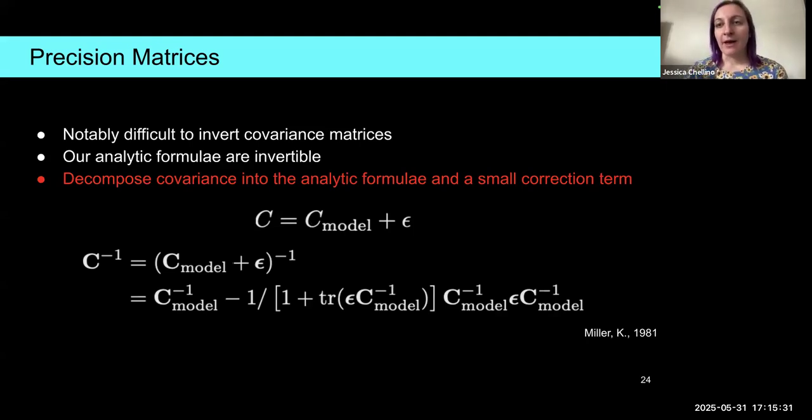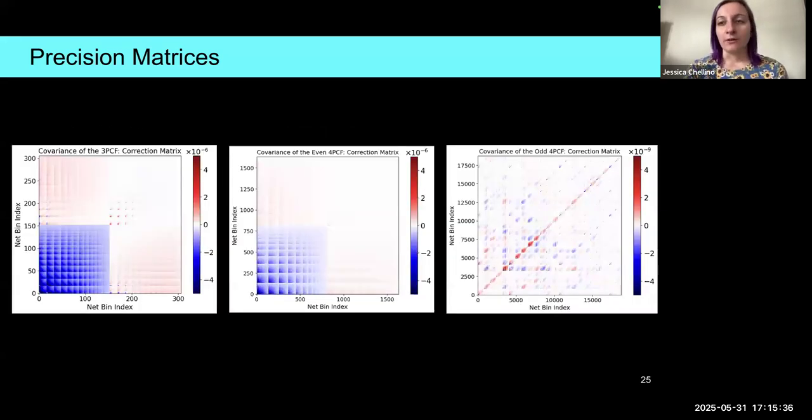Now, we have checked that epsilon is a small correction matrix. I'm showing that here for the covariance of the 3-point function as well as the 4-point function. For the 4-point function, we broke it into the even and the odd modes separately. In these first two plots for the correction matrix to the covariance of the 3-point function and the even 4-point function, I'm zooming in on the greatest contribution to the correction matrix. Outside of what I'm showing in these first two plots, it was very close to zero. And these two plots are really showing you the lowest order spherical Bessel functions.